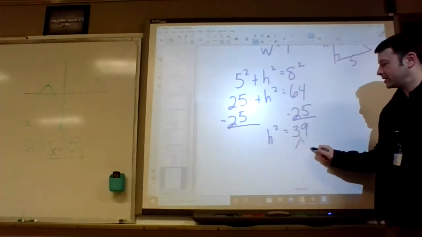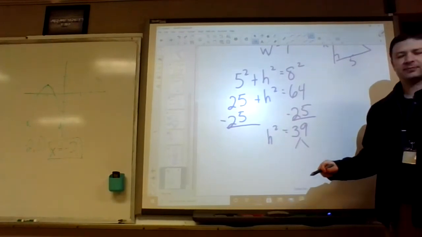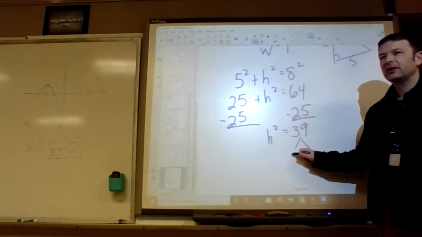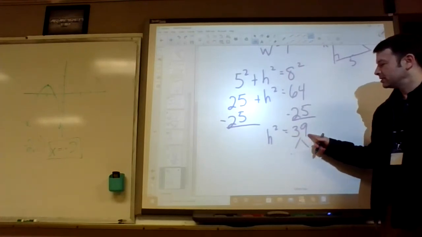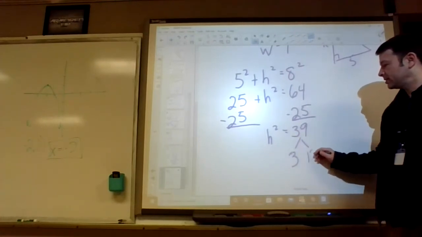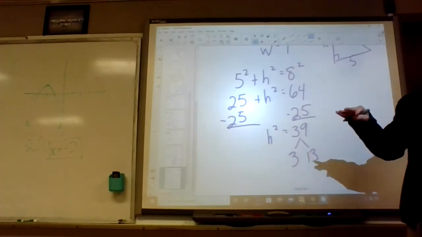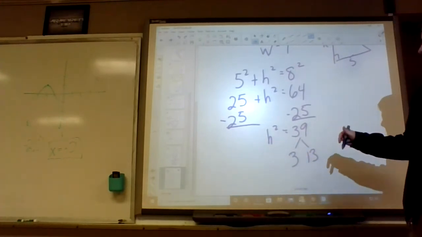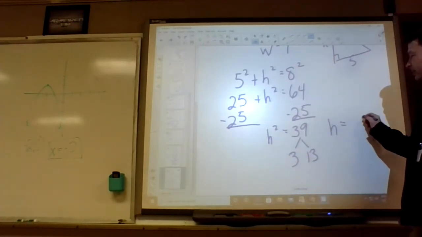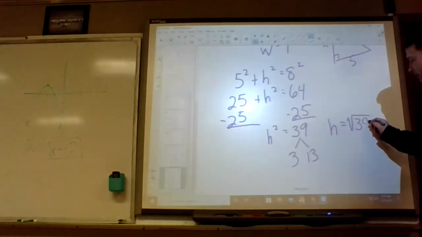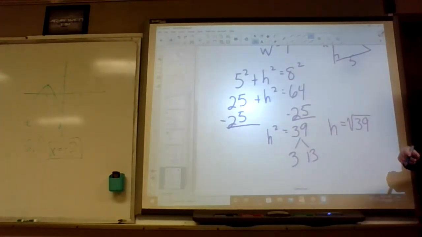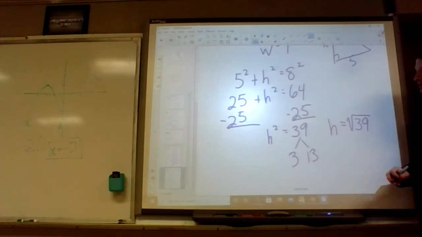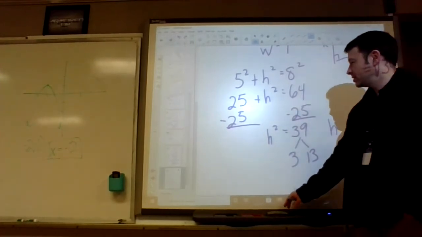Does 39 have a nice square root? Does it simplify? What goes into 39? 3 and 13. But those are primes. There's no doubles, right? So the square root of 39 does not simplify. Which is kind of good news, because it means we don't have to mess with it very much.